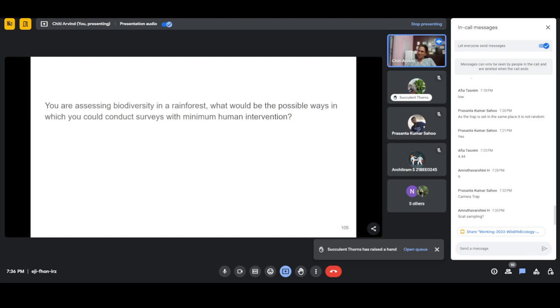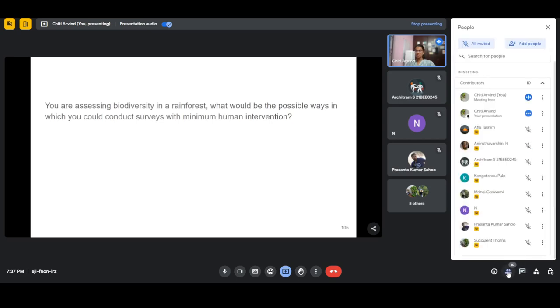That is definitely a way in which populations can be monitored. Great example. But we are looking for something which has very minimal human interventions. You don't need humans to be walking around. Any ideas? Okay, let me give you a clue. Camera trap is some way to get visual information. What are the other ways in which you can get other types of information?